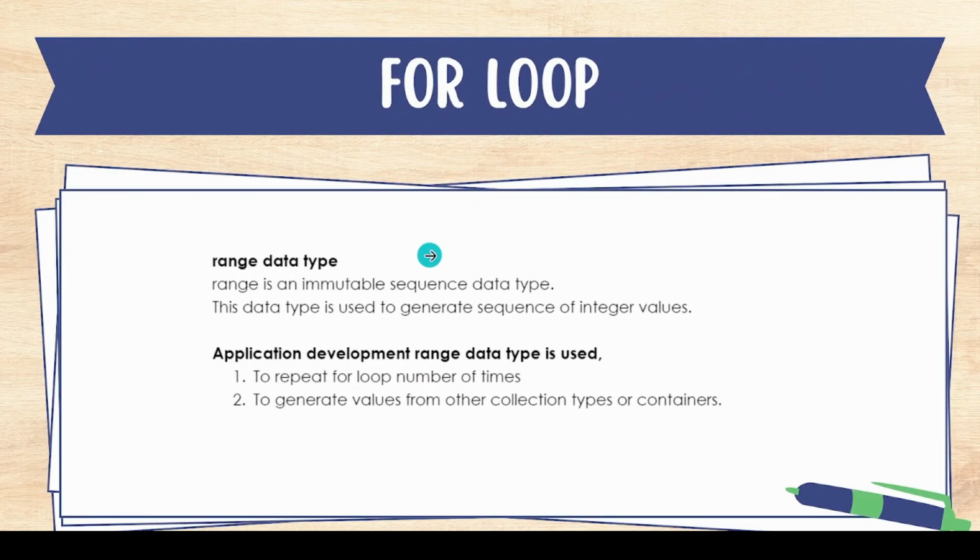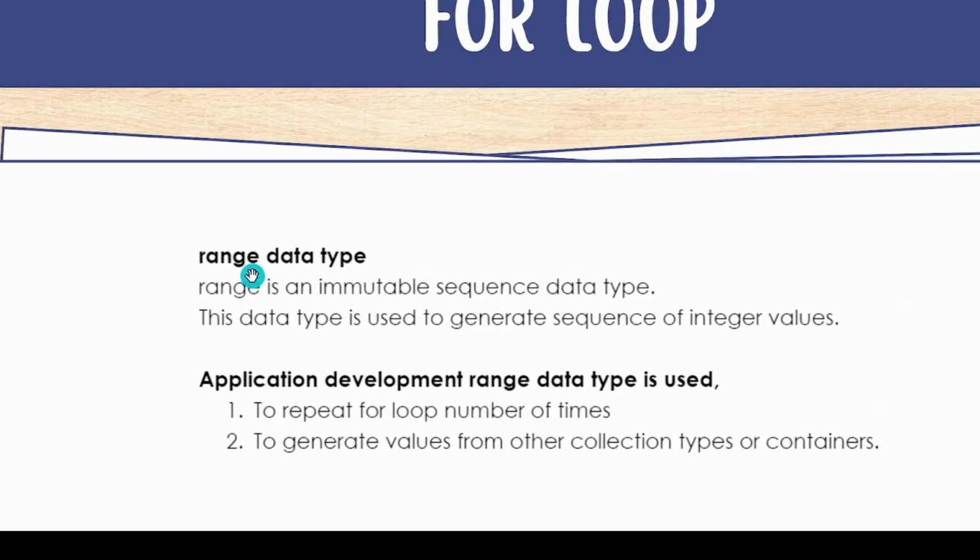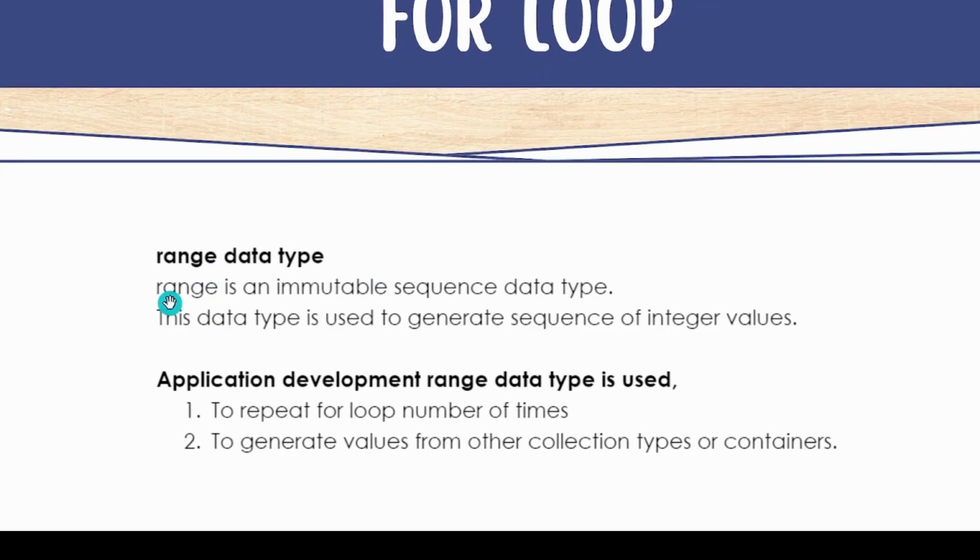Okay, now let's understand the range data type. What is the range data type? Range is an immutable sequence data type. What is the meaning of immutable? Immutable means not changeable. So we cannot change the value of the range data type once it's defined.